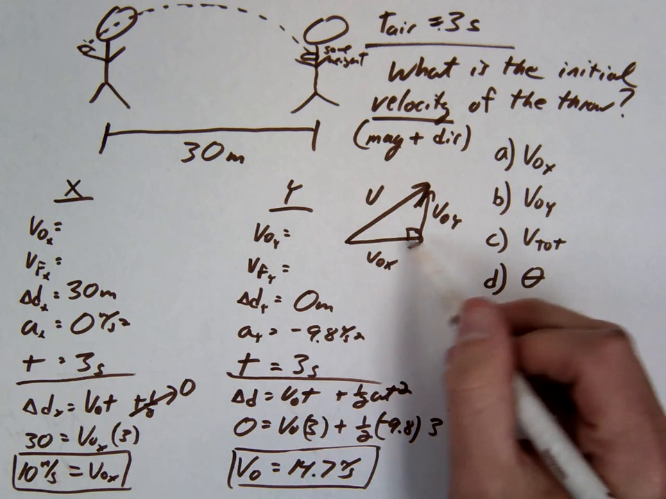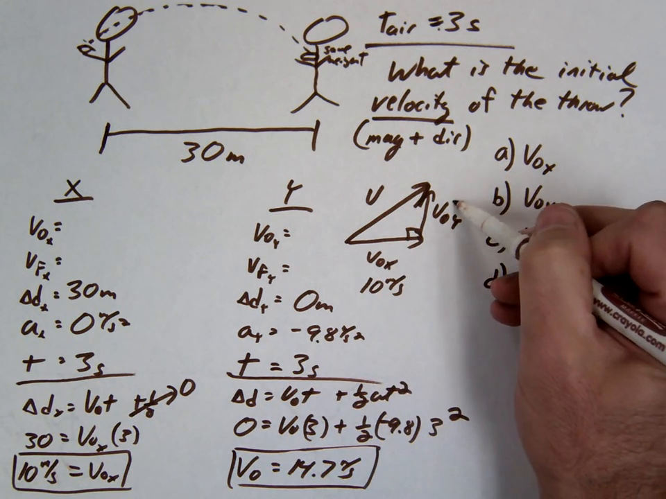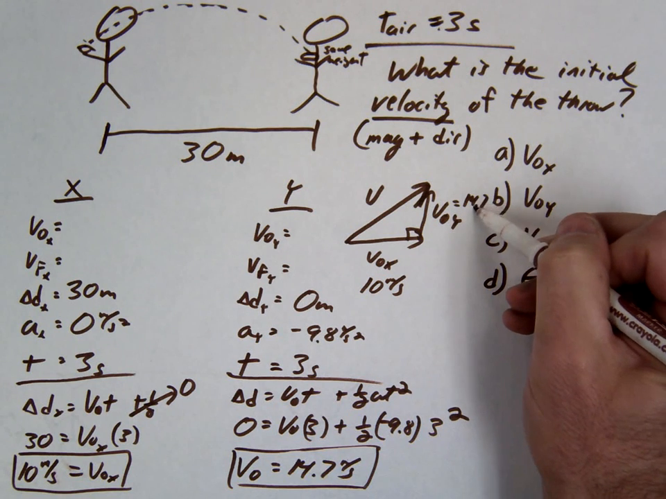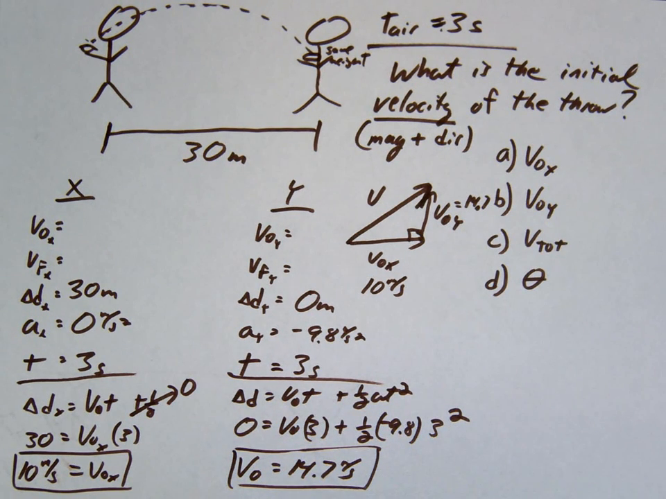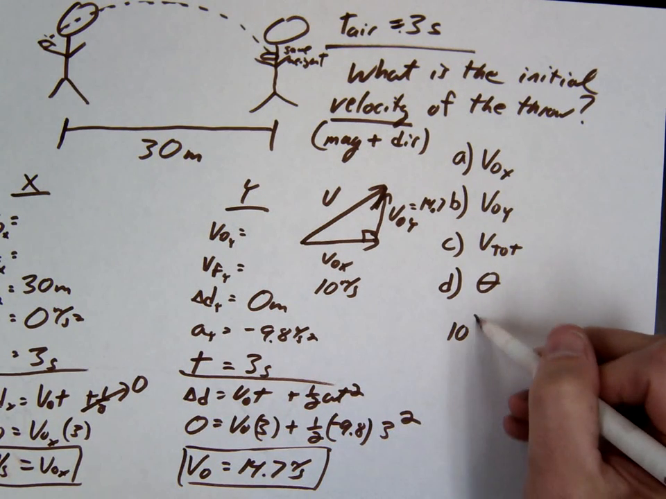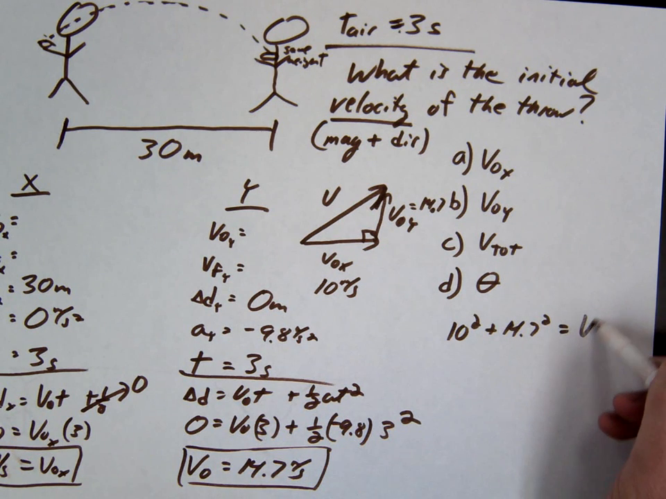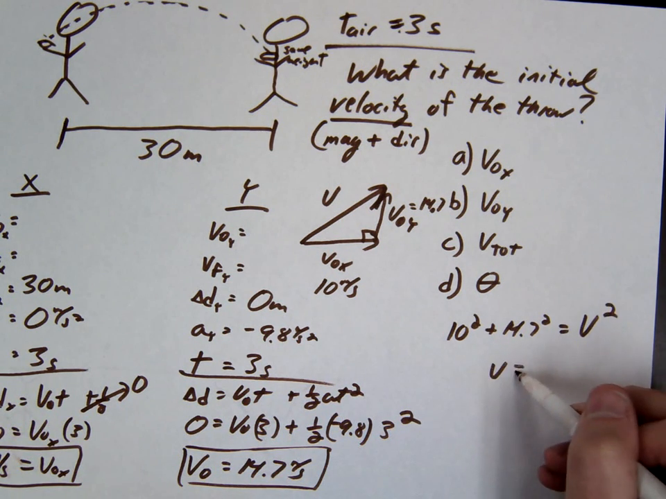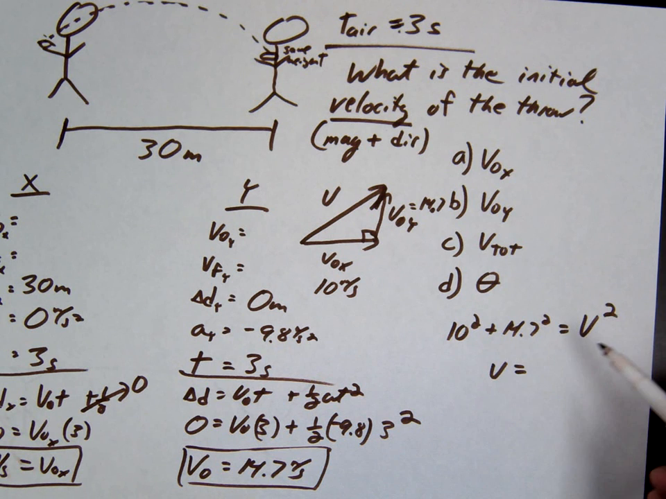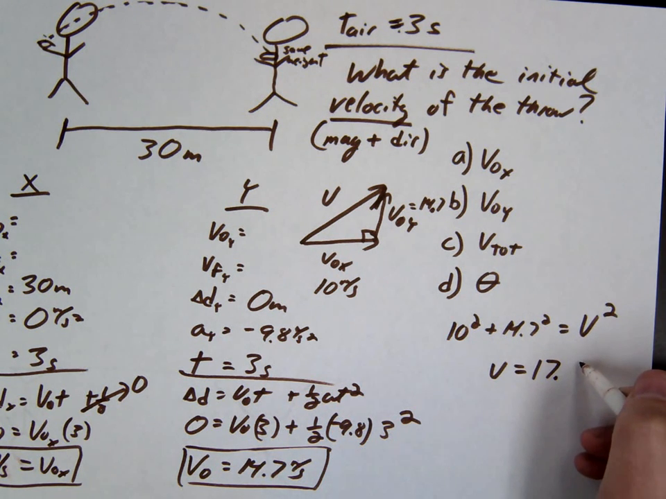So here's our triangle. v initial x is 10. v initial y is 14.7. And now we'll just use our Pythagorean theorem to solve for the hypotenuse. So 10 squared plus 14.7 squared equals v squared. What are you guys getting for v?